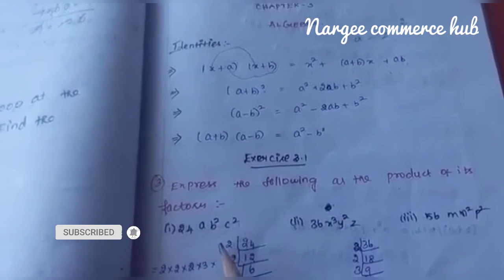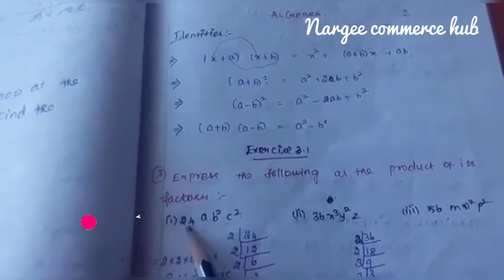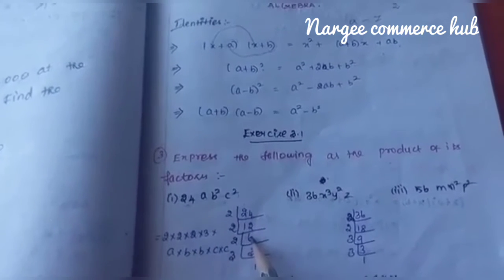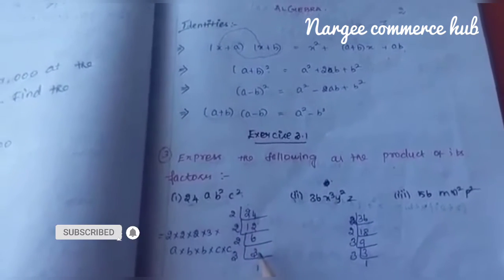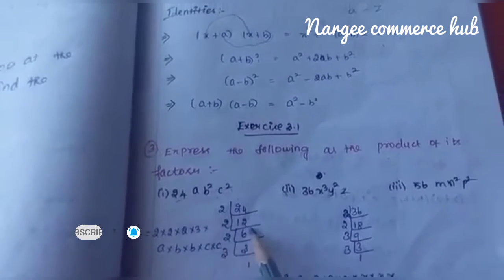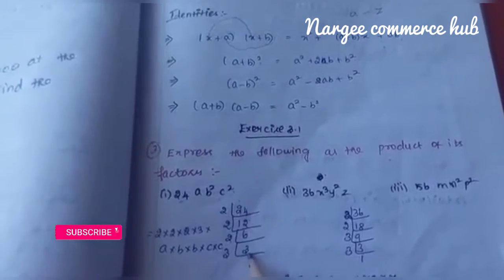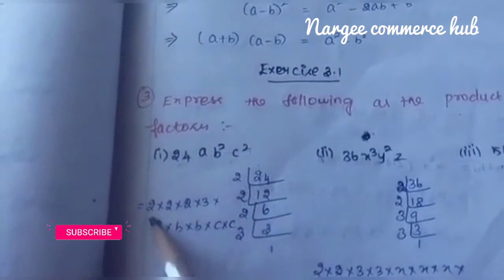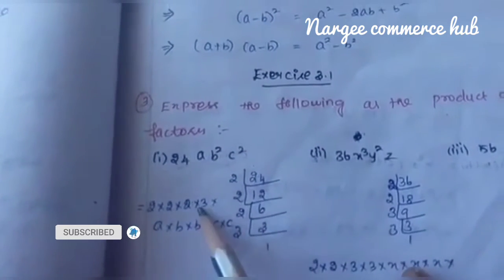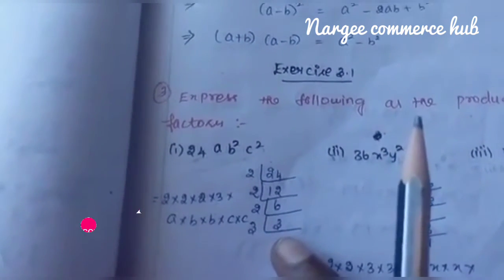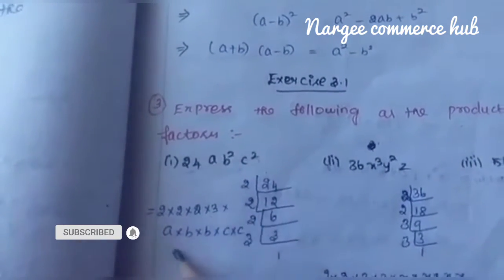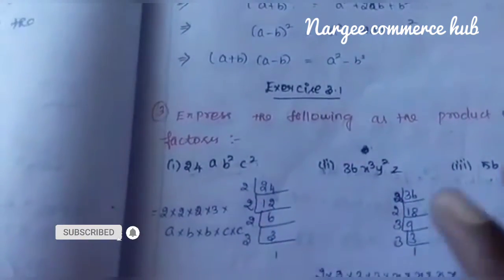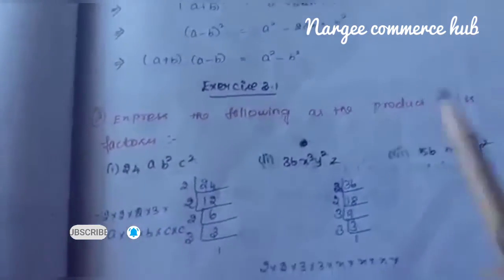We want to break 24 into a product, which can be divided by the second table. 12 2s are 24. Again, 6 2s are 12. Again, 3 2s are 6. Now we can choose the third table. 2 repeated how many times? 1, 2, 3 times, and 3 one time. Another a one time. b squared means two times. c squared means two times. That's all our answer.